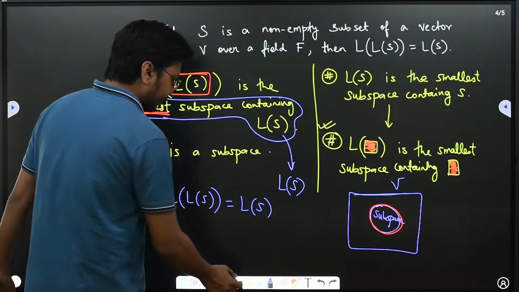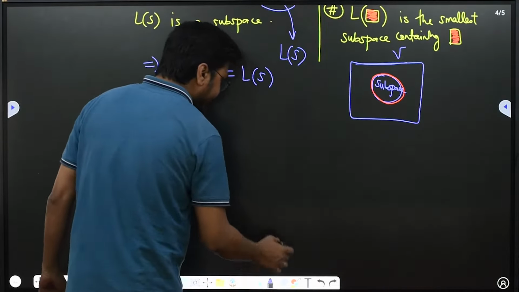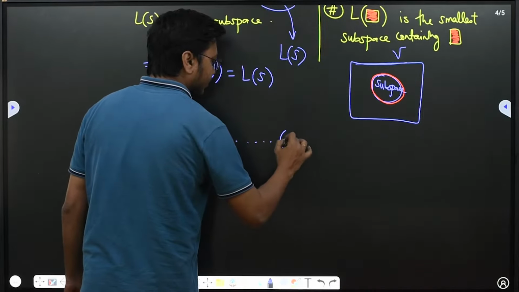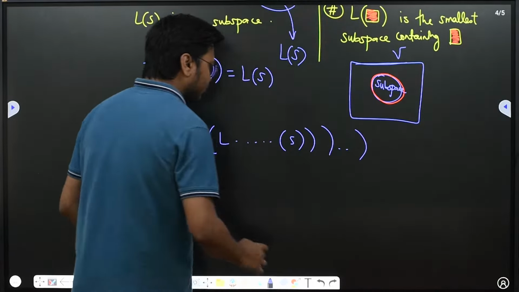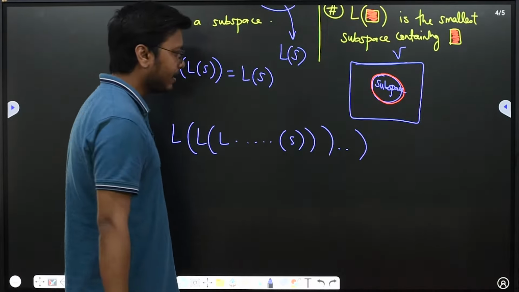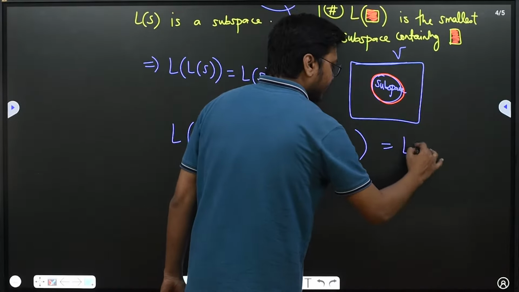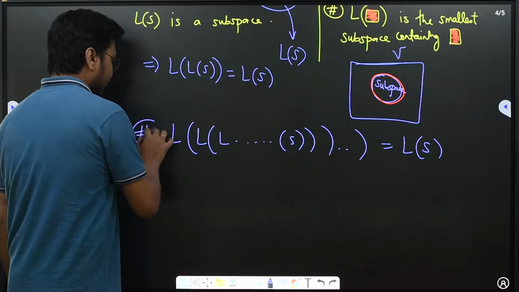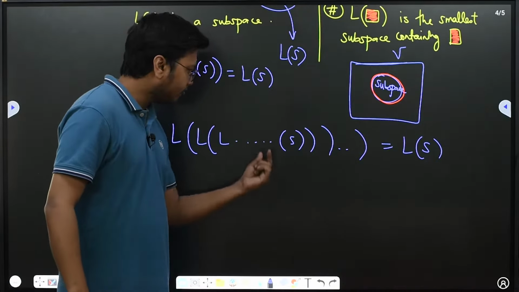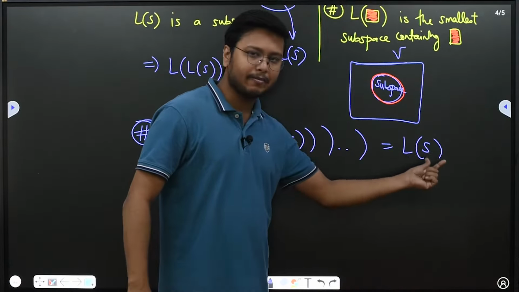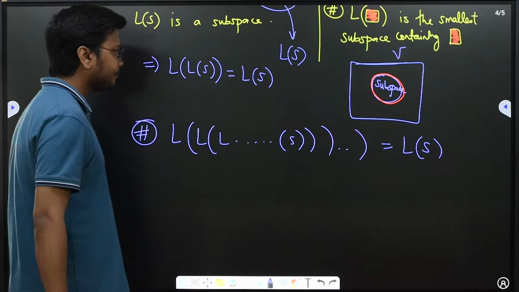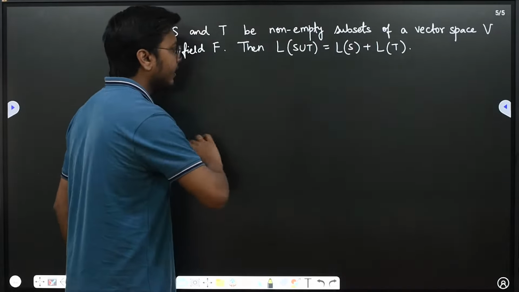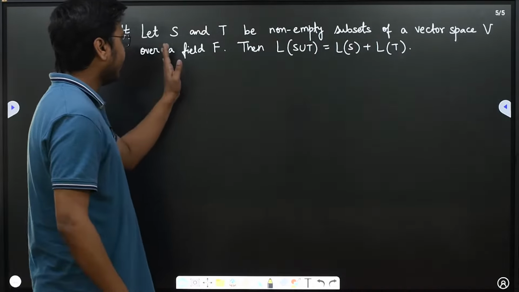So now you can understand, if I take L of L of L and so on, thousands of times, of S, how many times I take L doesn't matter, it's still ultimately going to be L(S). Okay, so keep this thing in mind. How many times you take L of any given set, it's ultimately going to be the same as L(S). Okay. So now let's get to our next theorem.